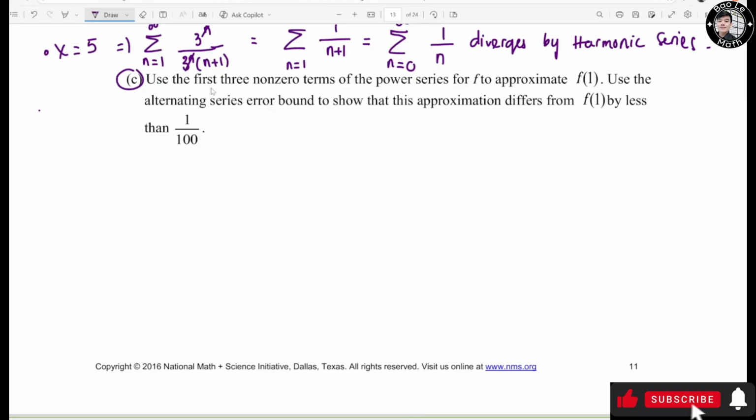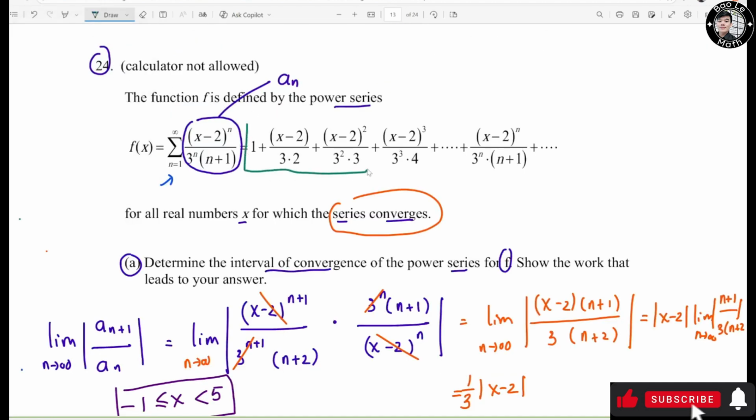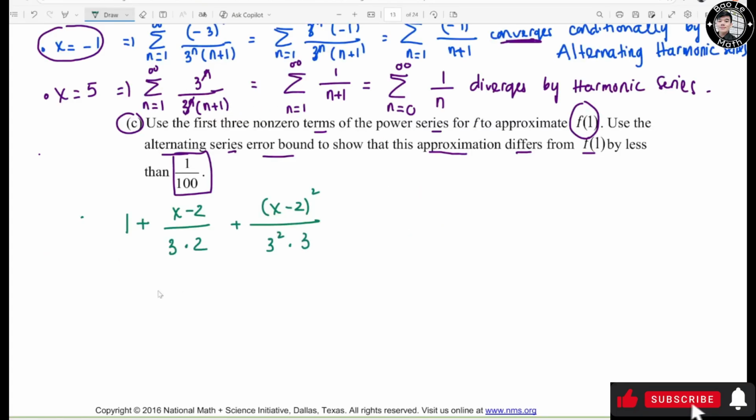Question C. Use the first 3 non-zero terms of the power series for the function f to approximate f of 1. Use the alternating series error bound to show that this approximation differs from f of 1 by less than 1 over 100. The first 3 terms are right here. I'm going to copy them down. So you have f of 1. Substitute 1 for s over here. If you simplify this one, it's actually 47 over 54.